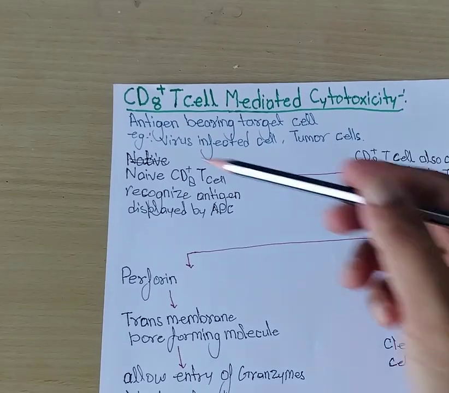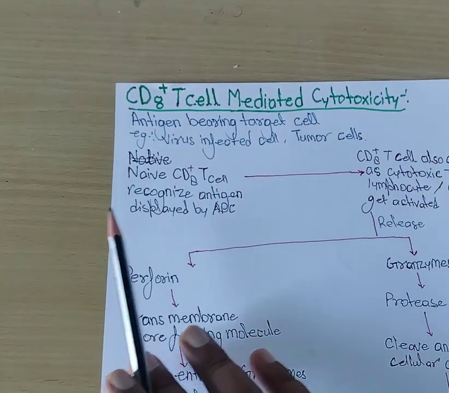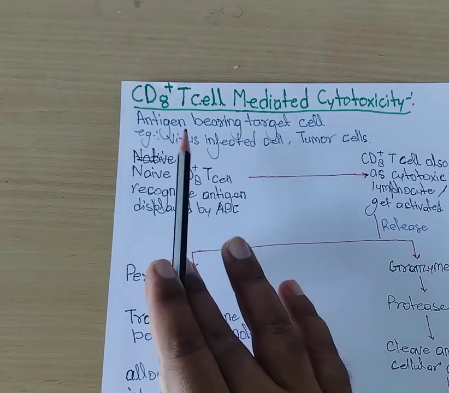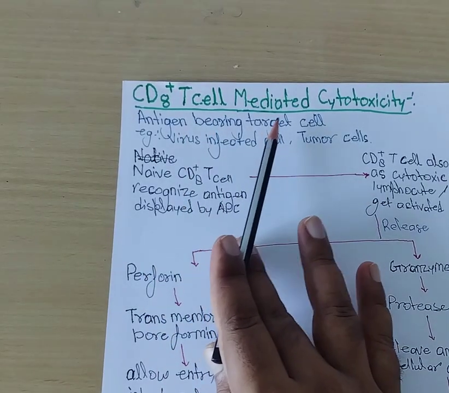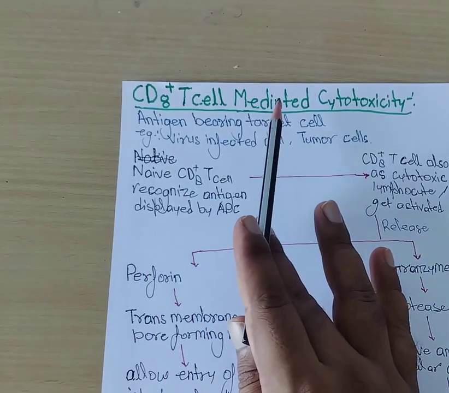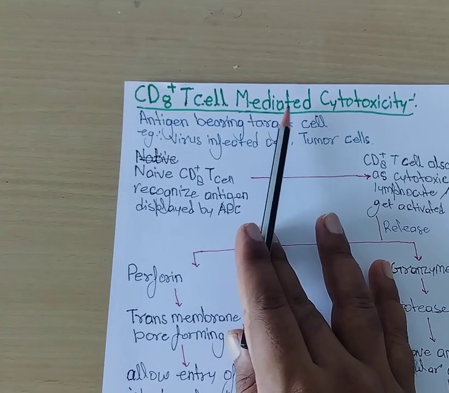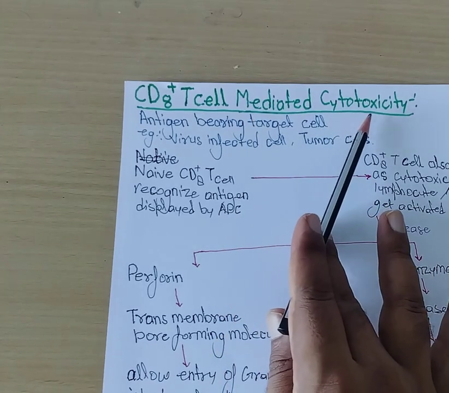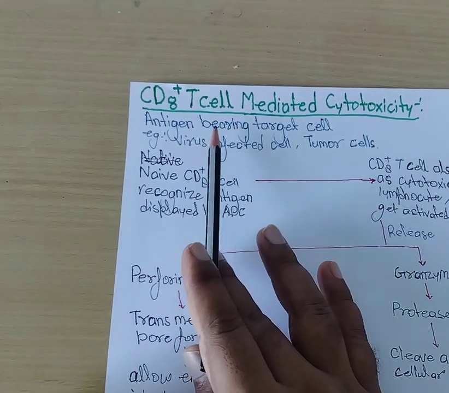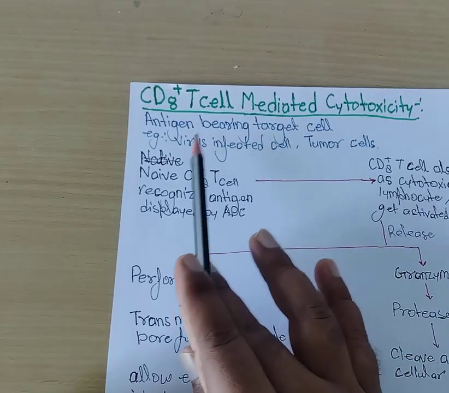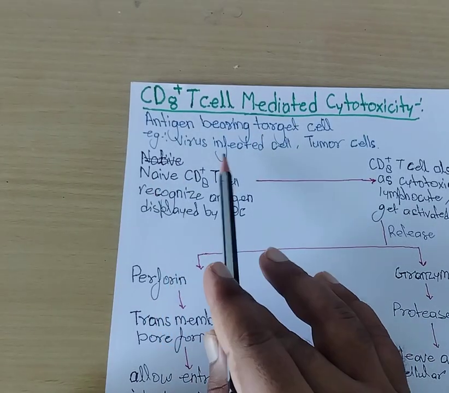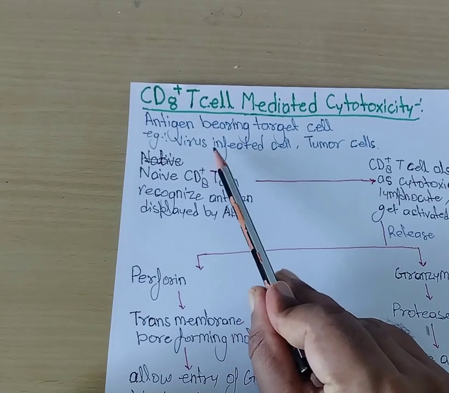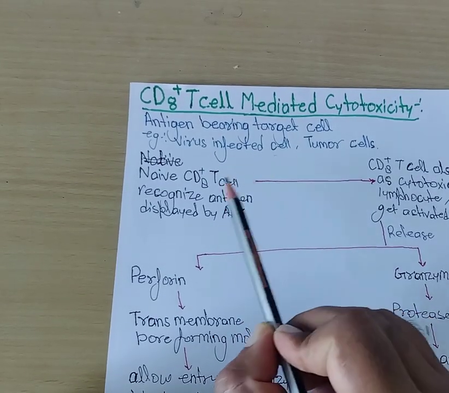Now we will see the second type of type 4 hypersensitivity reaction. Here, the antigen bearing target cell. This type of hypersensitivity type 4 occurs in the case of antigen bearing target cells or surface mounted antigen. Examples: virus infected cells and tumor cells.